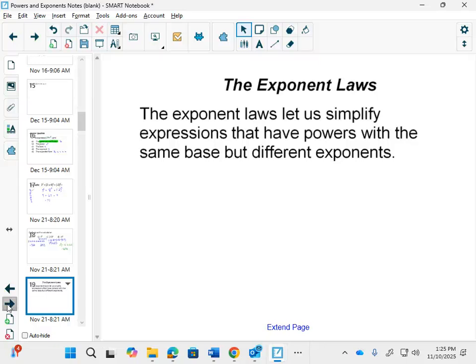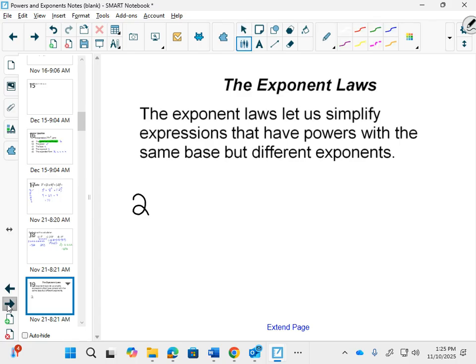I really like the exponent laws. I think they're really interesting, and they make sense even though they're really weird. I'm going to show you an exponent law. I'm going to show you the answer to a couple of them.